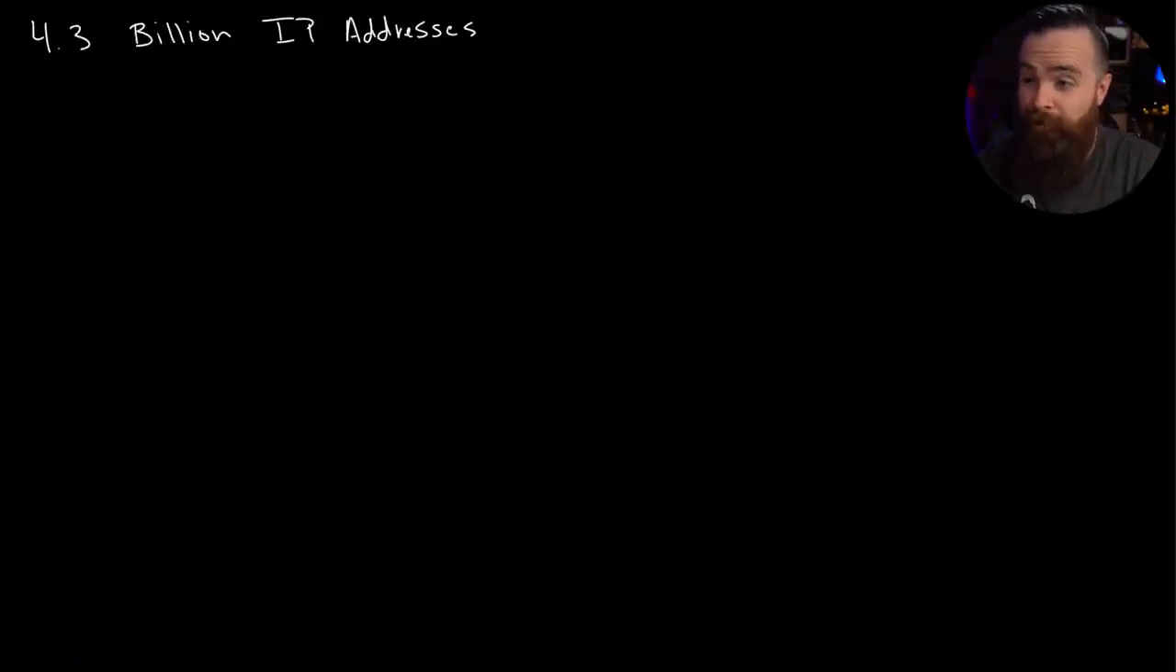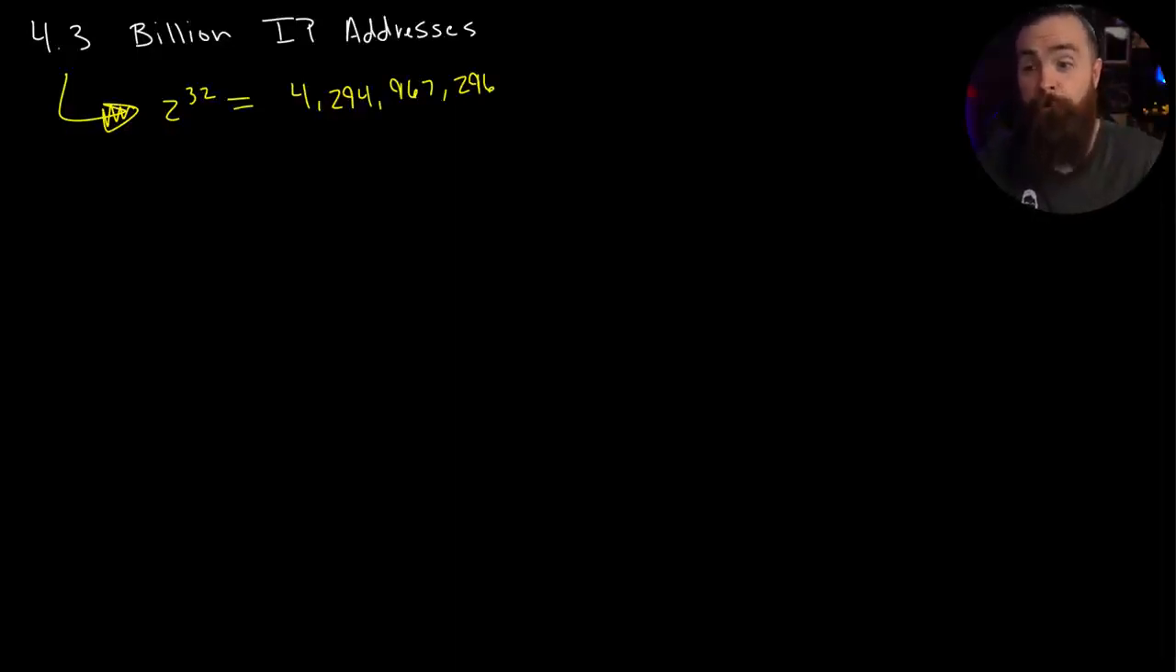So let's talk about how the inventors of the internet mismanaged and mishandled our 4.3 billion IP addresses. And if you want to get nerdy, it's actually 2 to the 32nd power, which is actually 4,294,967,296 IP addresses. But you know, 4.3 billion, close enough.